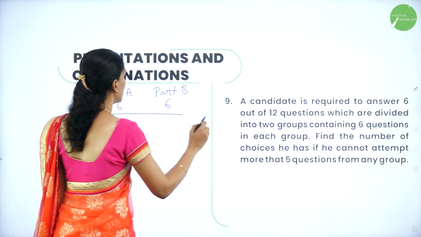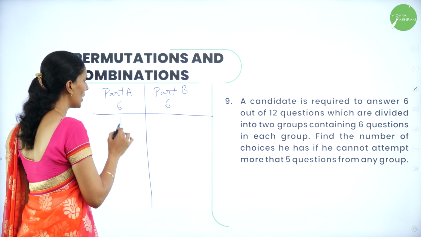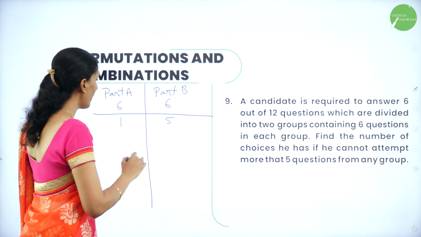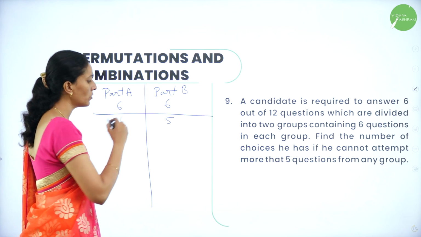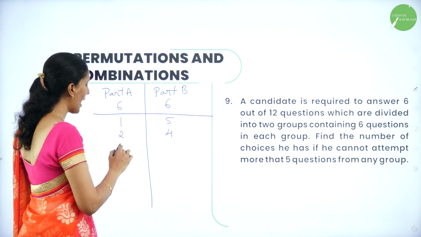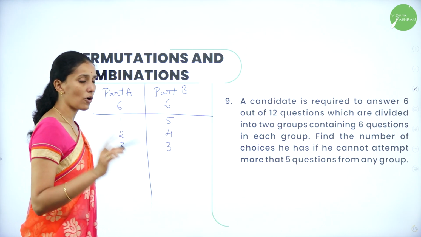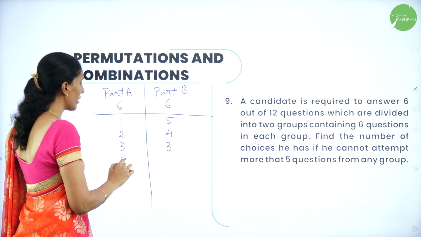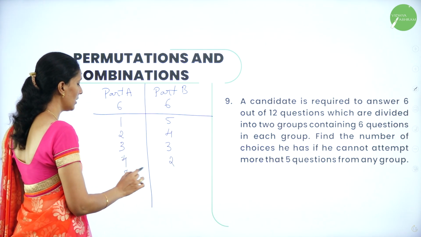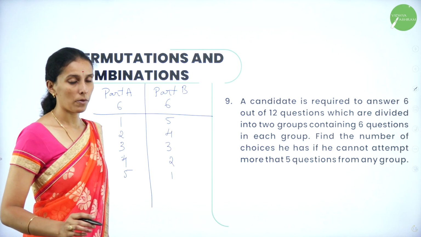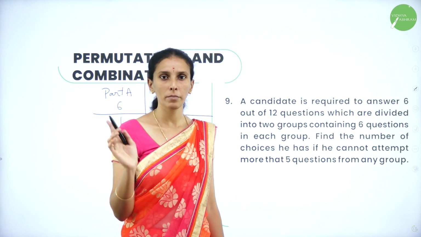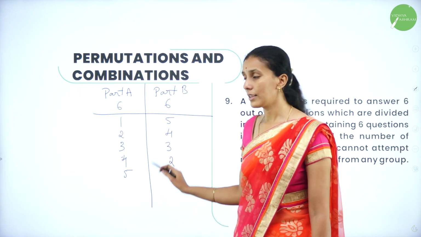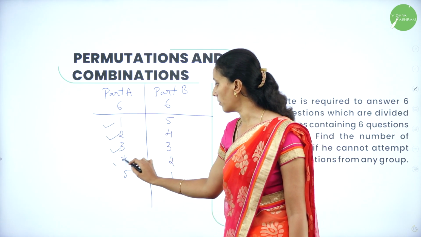Okay, so this is my question. If I answer only one question in part A, I have to answer all the 5 questions in part B. If I answer only 2 questions in part A, I have to answer 4 questions in part B. If I answer 3 here, then I have to answer 3, because my option is to answer only 6 questions out of 12 questions. So 4 here, then 2 here, 5 here, then 1 here. We cannot take 0 because it is not possible. One particular question must be attended from part A and part B. So these are the options I am left with. So options are nothing but the number of cases I have for selection.